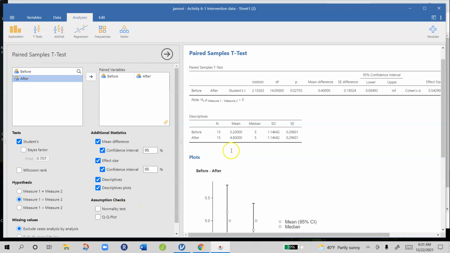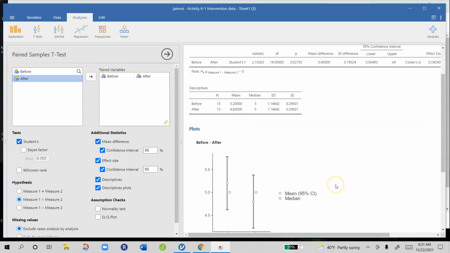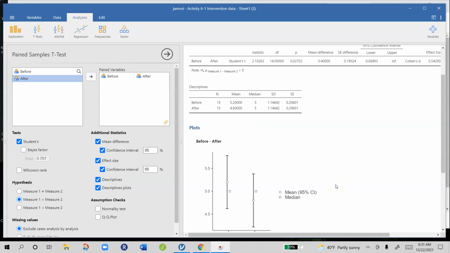All right, so looking at our results, we have the mean at time 1 was 5.2 with a standard deviation of 1.15, and after our mean was 4.8, also with a standard deviation of 1.15. Right? So it looks like scores went down, but we have to determine whether or not that difference is likely to be just due to sampling error or if it's probably a real difference. So you can also see those differences reflected in the graphs below.